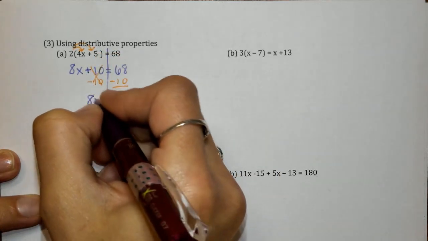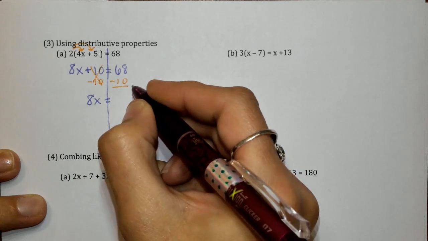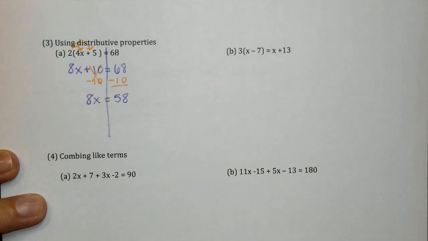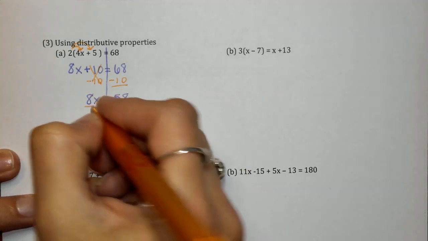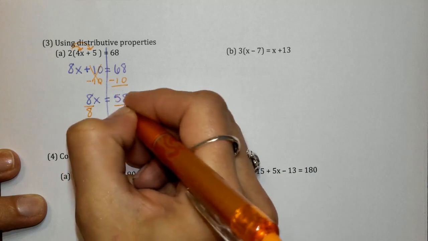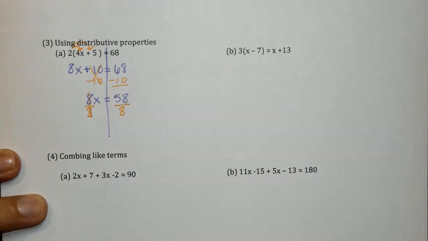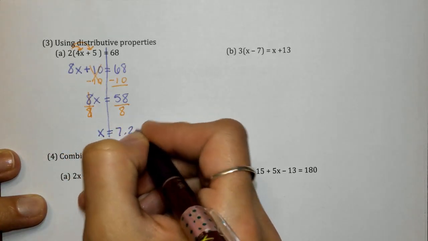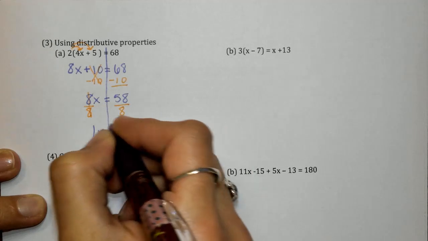We bring down that 8x. 68 minus 10, we're going to get 58. Divide by the coefficient. Fraction bar under the 8. Do not write x because we need to bring that x down. This will come out to 7.25, 7 25/100.